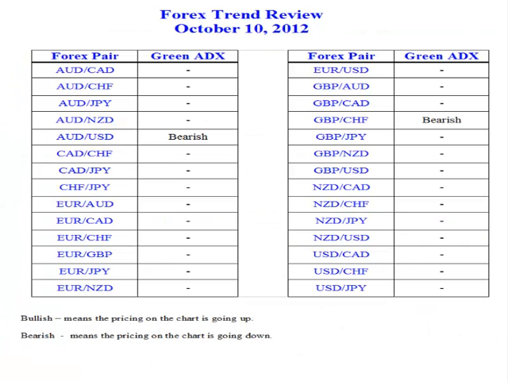When we do our 30-minute review of the 28 Forex pair price charts, we can determine if a pair is trending because the ADX will be green. This trend review list shows those pairs today that have a green ADX. Also noted is the direction of the trend.